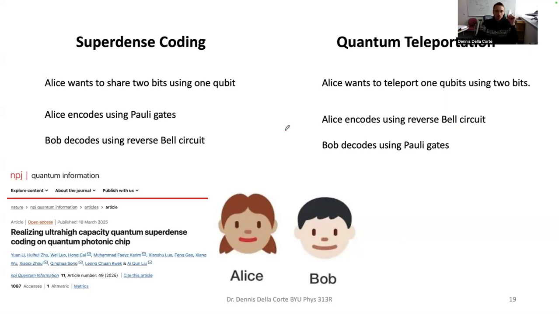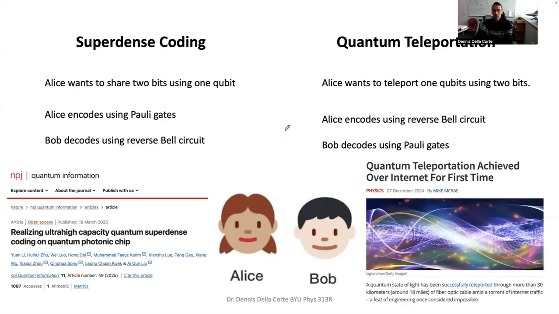Okay, great. And I just looked it up a week ago or so, a couple of weeks ago now. There was an article that came out, finally realizing ultra-high capacity quantum superdense coding on quantum photonic chip, in one of the npj Nature journals. So people are currently publishing about this, and you might run into words like that. Superdense coding on quantum photonic chip. What does it mean? Well, probably someone sent 2 bits at the cost of 1 qubit.